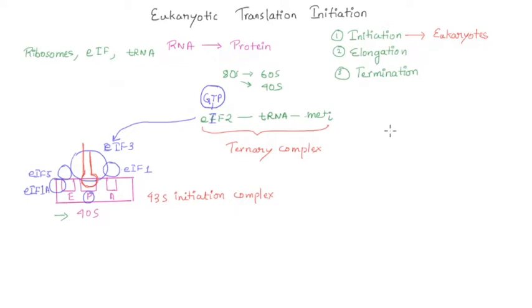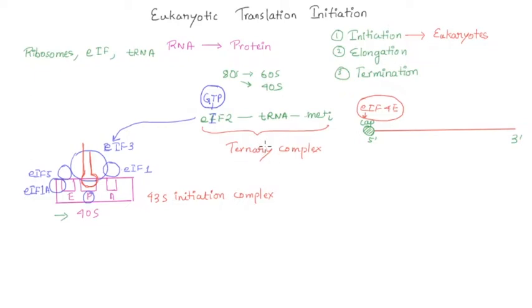So we have the mRNA. You have the mRNA over here, and since we know that the eukaryotic mRNA has this 5' cap, it has this 5' cap. Now this cap of the mRNA is recognized by another initiation factor which is called EIF4E. Now this recognizes the cap and binds to it. So this is bound to the cap.